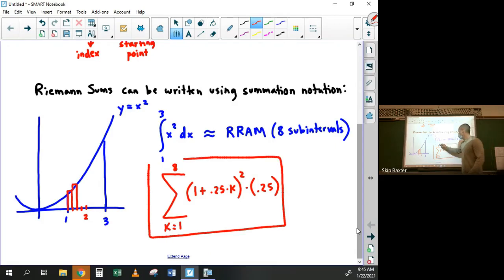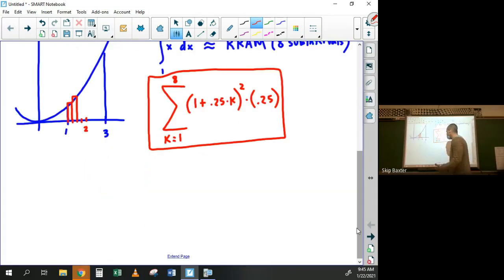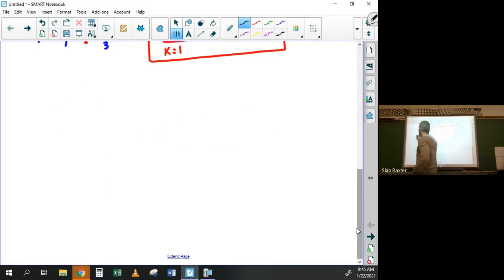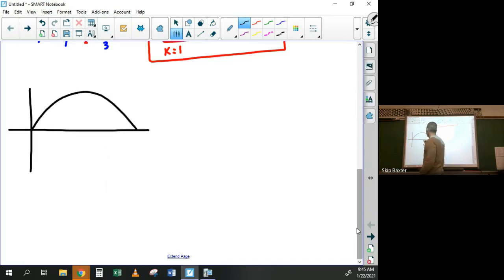I wrote the right rectangular approximation method using 8 subintervals as a summation. That's not too hard, right? I mean, it could be a little more complicated. Like, what if it was something crazy like trig? What if it was sine x between 0 and pi?